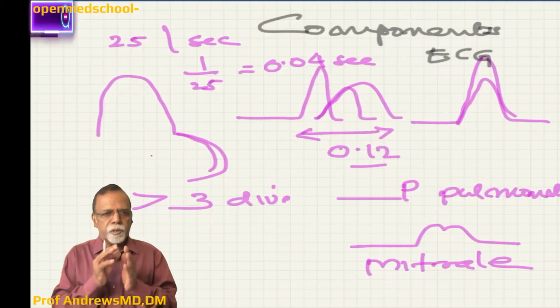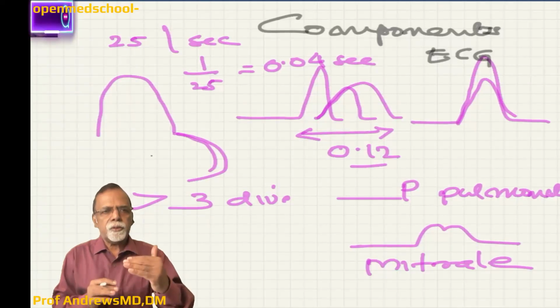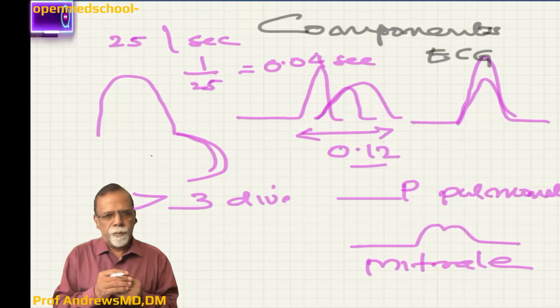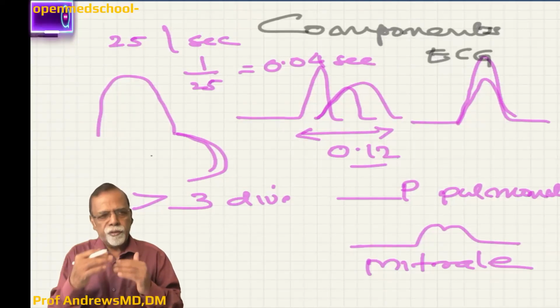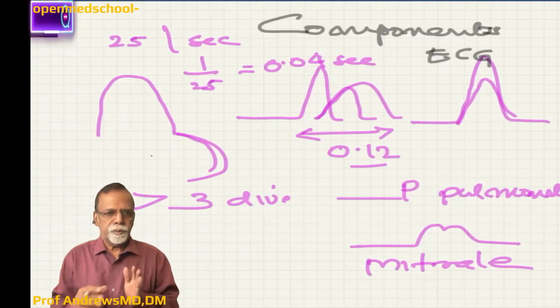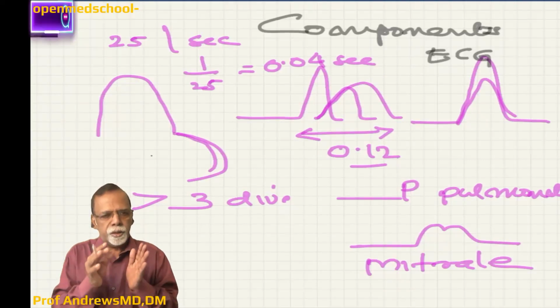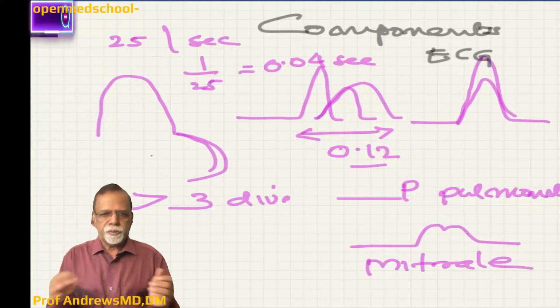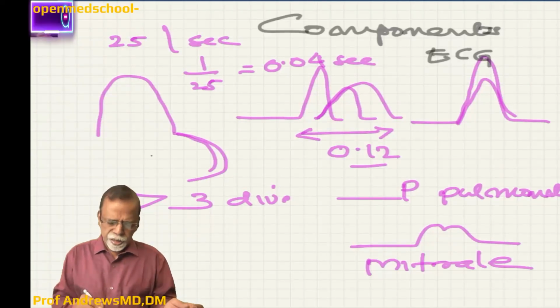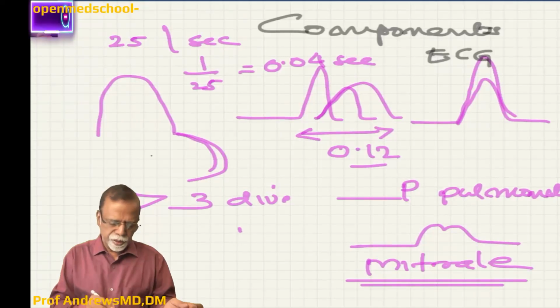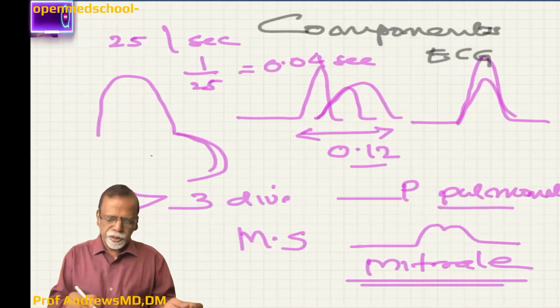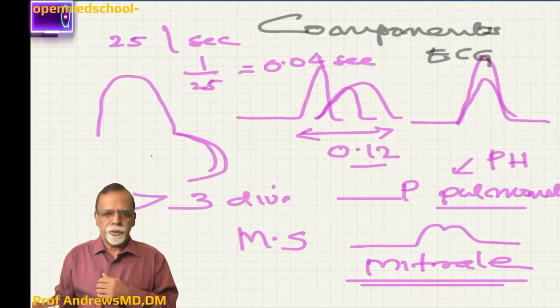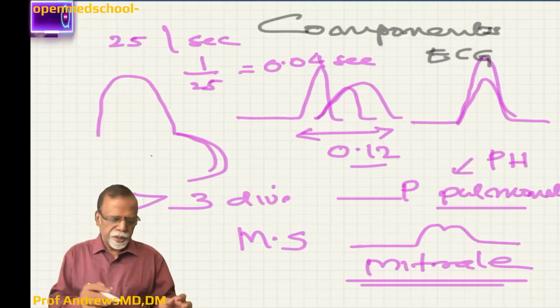3 is an important number. Remember, 3 small divisions. The height should also be less than 3 small divisions. If the P is more than 3 small divisions in height, you think that is a tall P. If it is broader than 3 small divisions, again you can see it is likely to be left atrial enlargement. The classical condition where you get a P mitrale is mitral stenosis, and P pulmonale is when there is pulmonary hypertension. So this is something that you should remember when you examine the P wave. Then the PR interval.